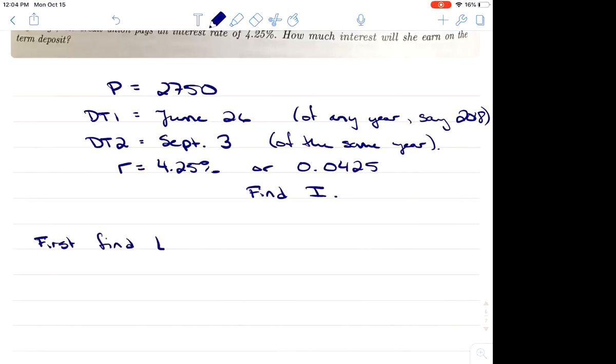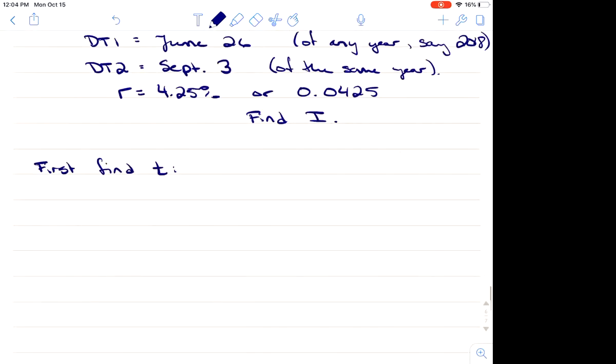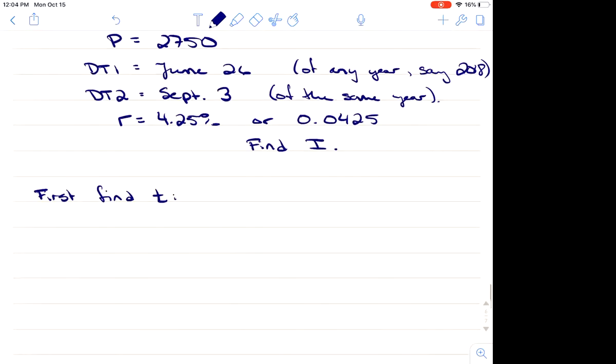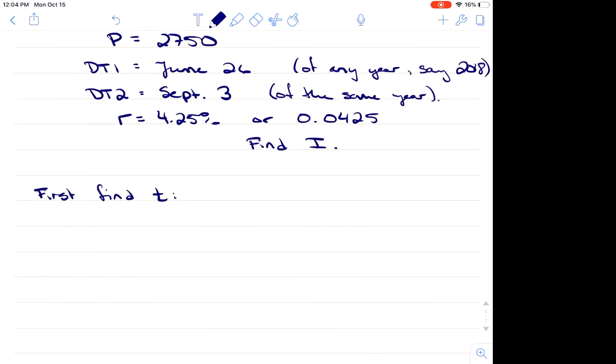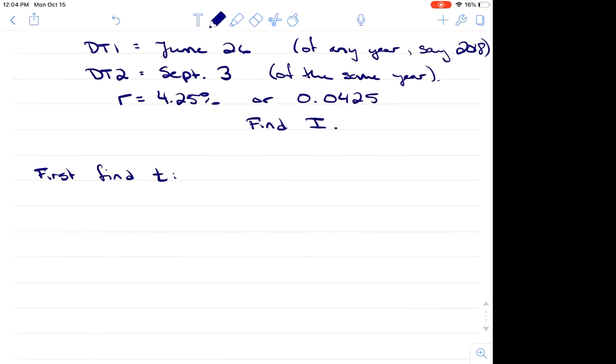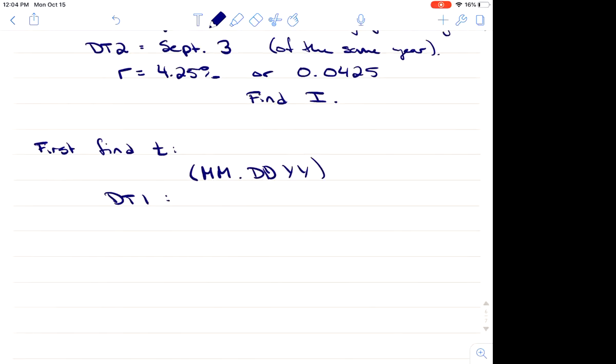First, find T. T is missing, but we have the 2 dates, so we can find the number of days between them to find T. So we've got date 1. Remember the format: month, dot, day, year. You do have to remember that on your test, and you will have to do this on your test.